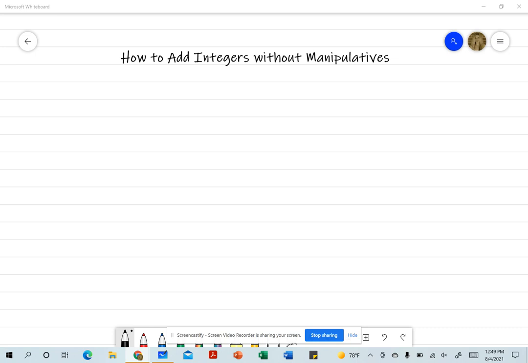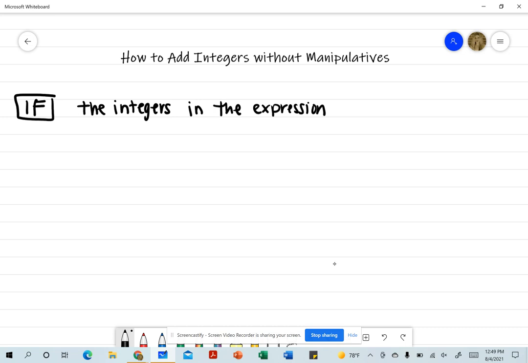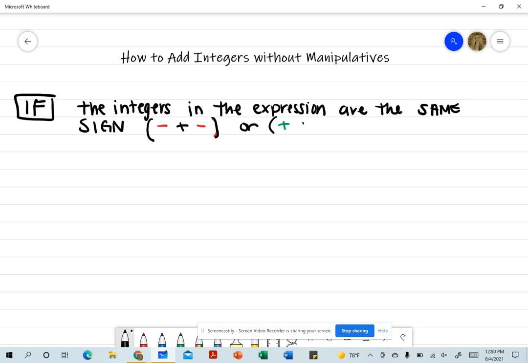So in class, we just set up all of our expressions on the board and we noticed something, and we noticed our rules. So the first thing is if the integers in the expression are the same sign. So what does that mean? That either means that you have a negative plus another negative number, or you have a positive plus a positive number.